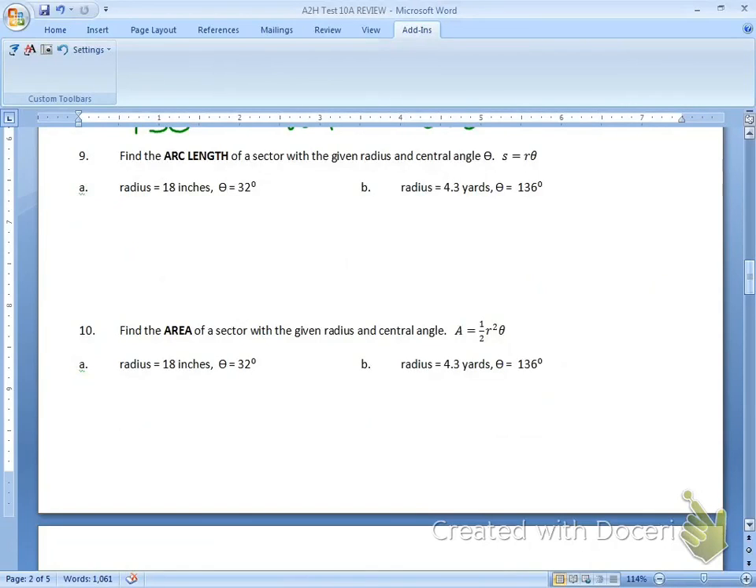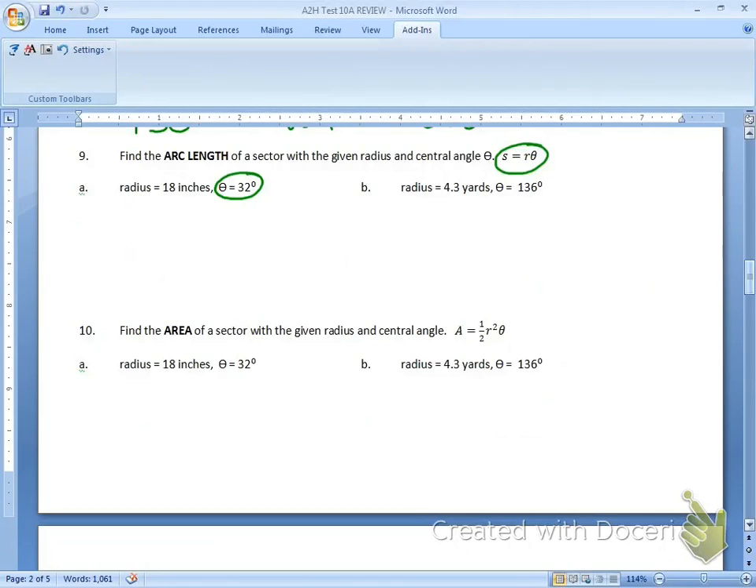Okay, number 9, find the arc length of a sector with the given radius and a central angle theta. This is your formula, S equals R times theta. We will give that to you on your test. But this is the part you need to remember, because this is not going to be on the test. You need to remember, you have to switch this theta, this degrees, it has to be in radians. If it is not in radians, you will not get the correct answer.